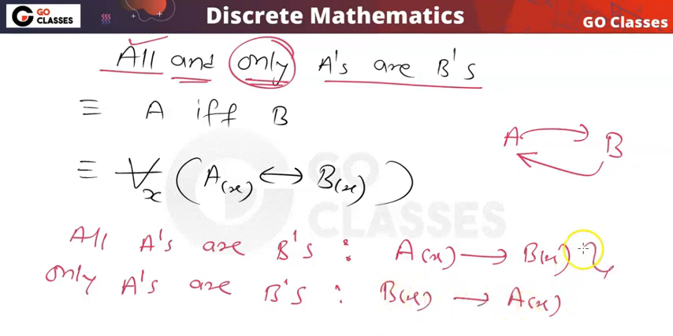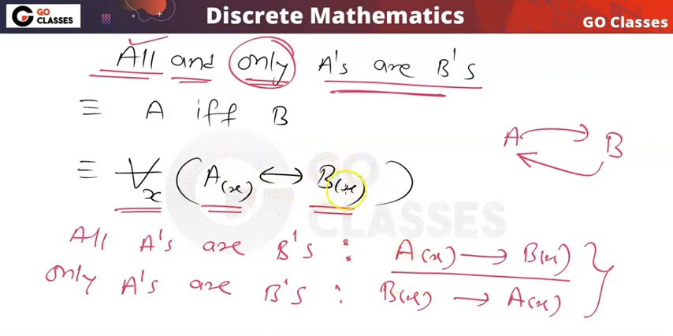And the second means that if it is B, then it is A. So finally, I can say that all and only A's are B's means for all X, it is A if and only if it is B. This is biconditional. Biconditional means if it is A, then it is B, and if it is B, then it is A. So this is the basic template.